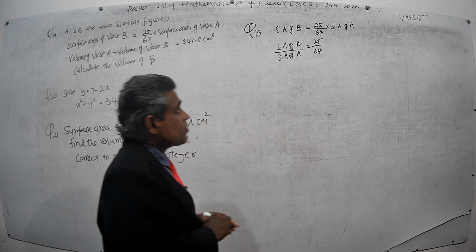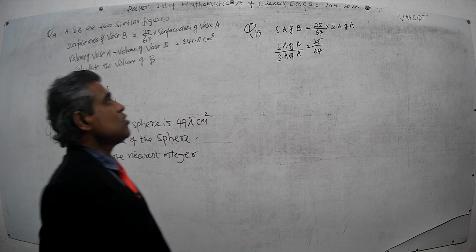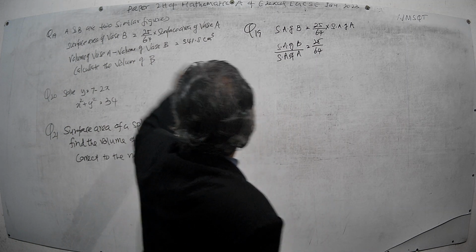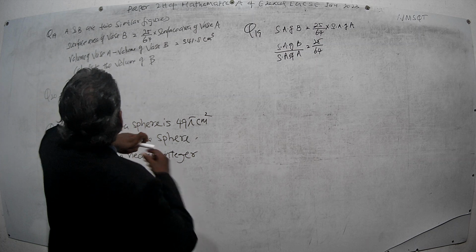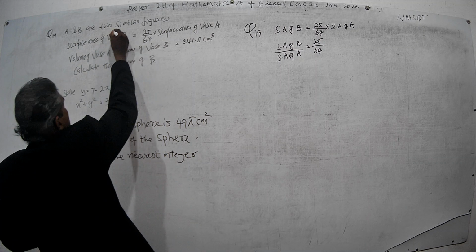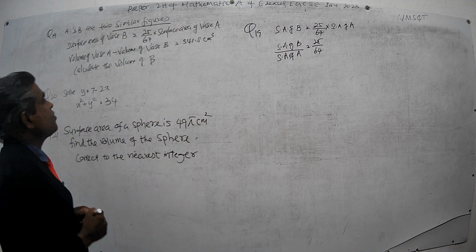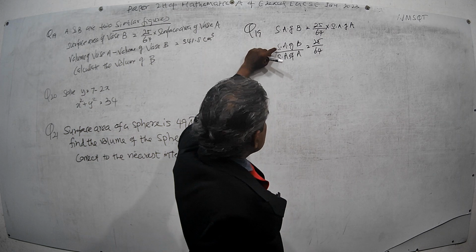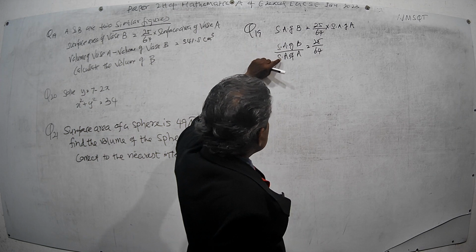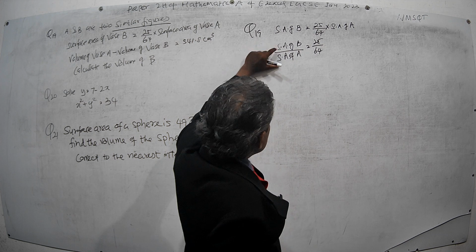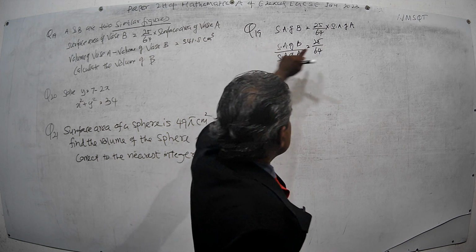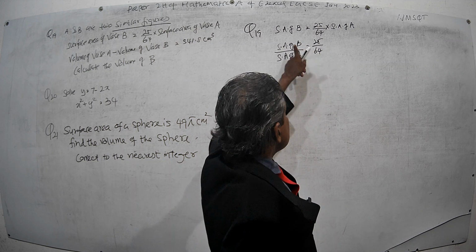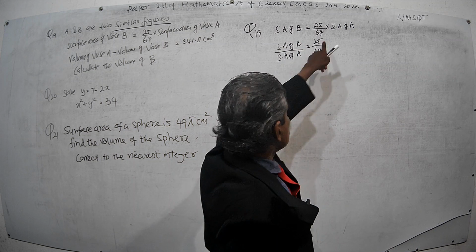Now they say A and B are similar figures. Then this is the ratio between areas. This is surface area of B, this is surface area of A. So this is the ratio between areas of the two similar figures B and A. Then the ratio between areas of the two similar figures B and A is 25 upon 64.